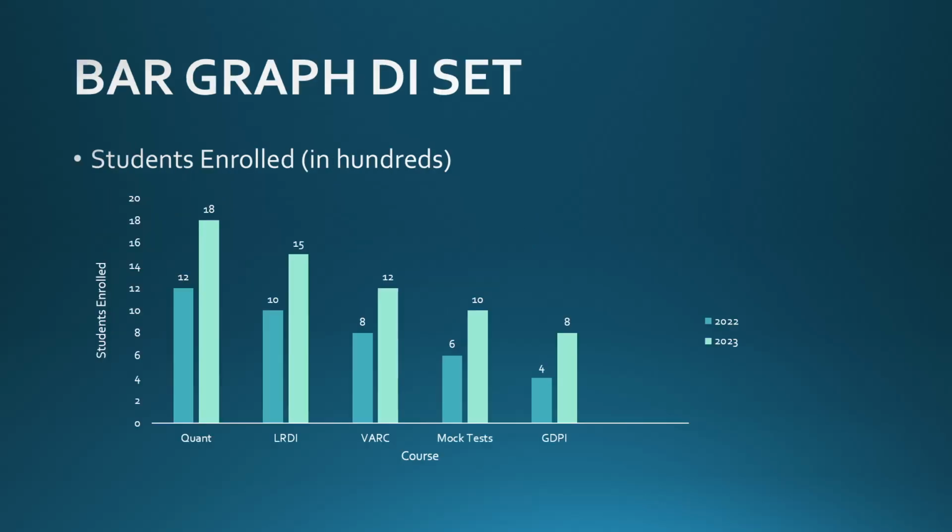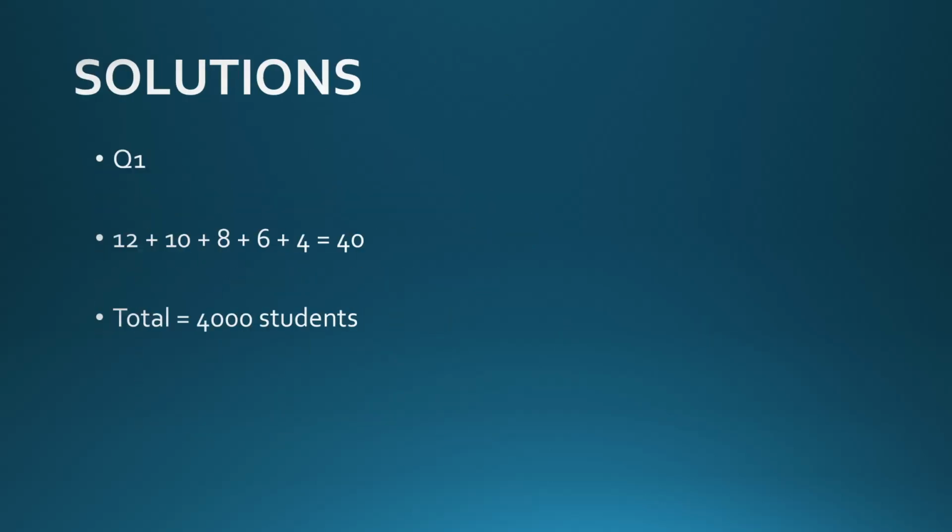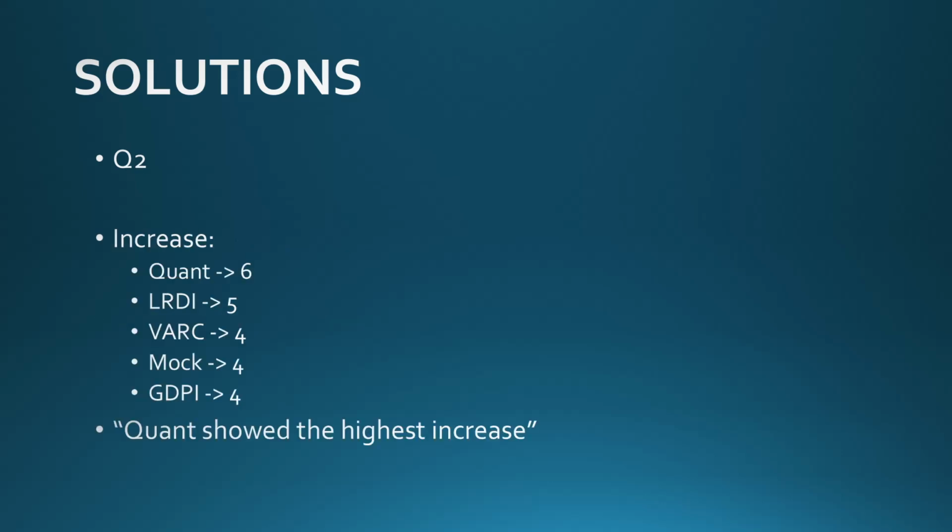Total enrollments in 2022. So we'll just take the sum: 12 plus 10 plus 8 plus 6 plus 4 equal to 40. Now remember, values are in hundreds, so total is 40 into 100, 4,000 students. Second question, which showed the highest increase? So we'll take the difference. In quant it is 6, LRDI is 5, with VARC, mock and GDPI it is 4. So quant showed the highest increase.